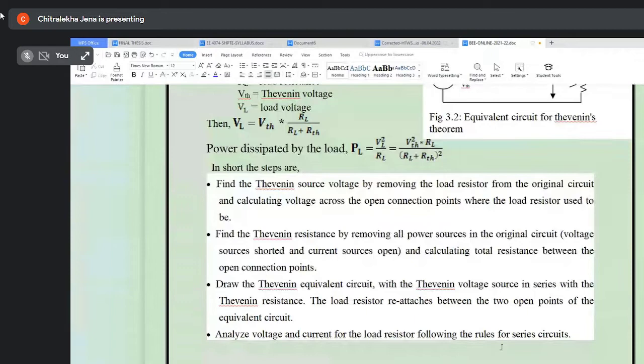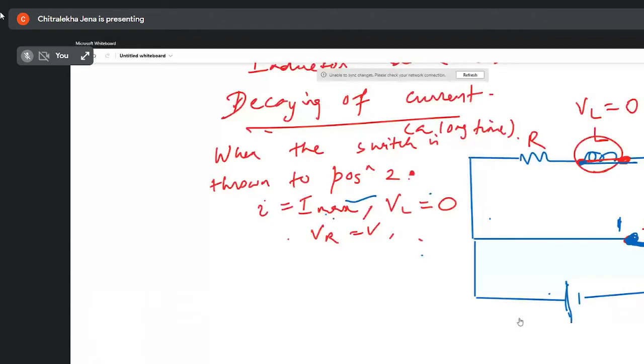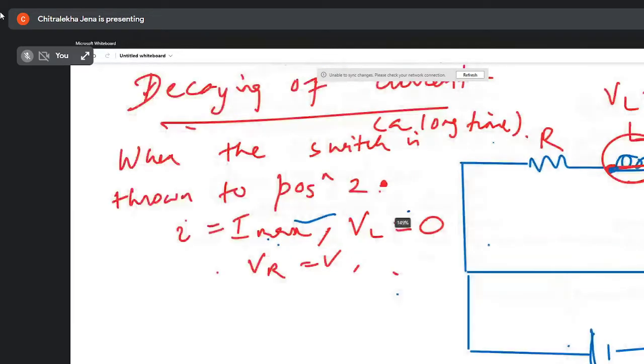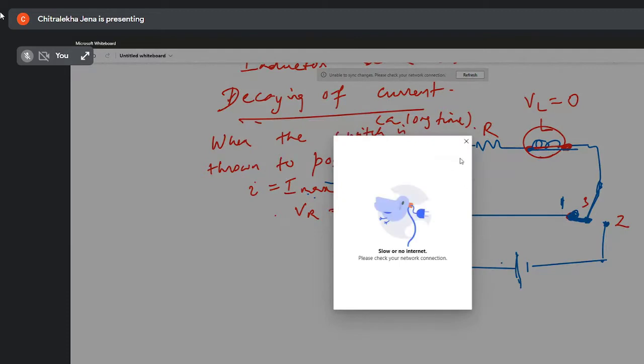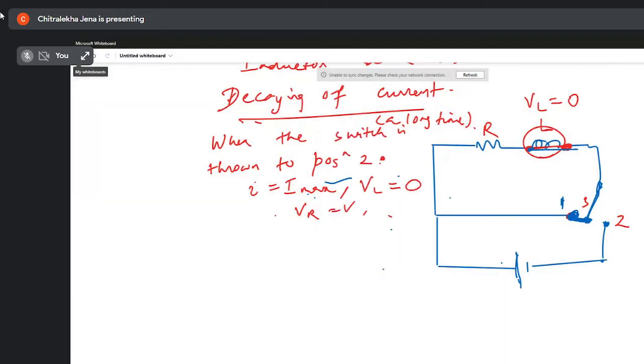What is your formula? IL equals VThevenin divided by RThevenin plus RL. Okay. My board is visible. Yes, ma'am.